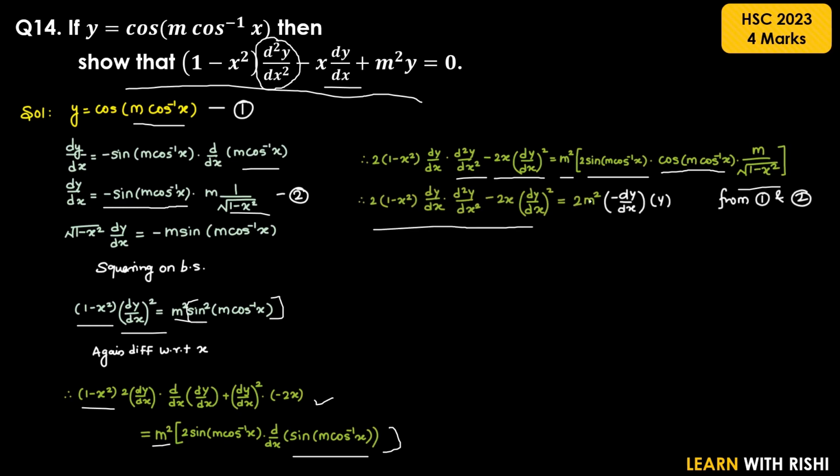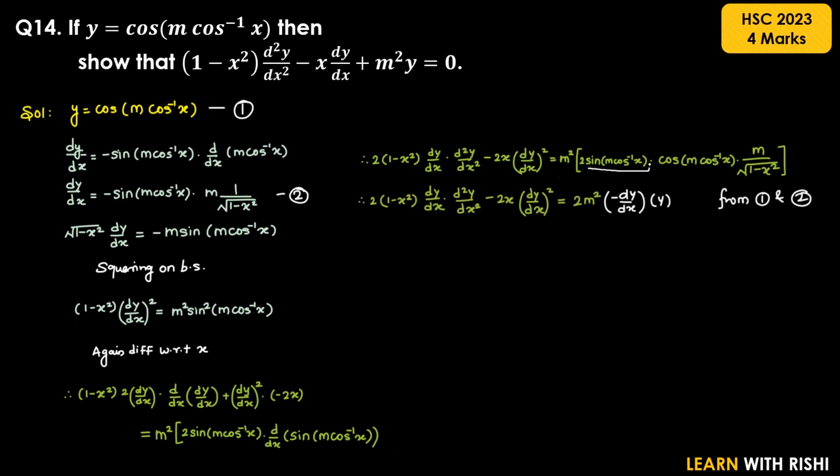Now LHS will be as it is, equal to sine m cos inverse x, this term, into m upon under root 1 minus x squared. This is nothing but dy by dx from equation number 2. And the negative sign we have to keep. So minus dy by dx. And cos of m cos inverse of x is nothing but y from equation number 1. So instead of writing these terms, we'll substitute minus dy by dx into y from 1 and 2.